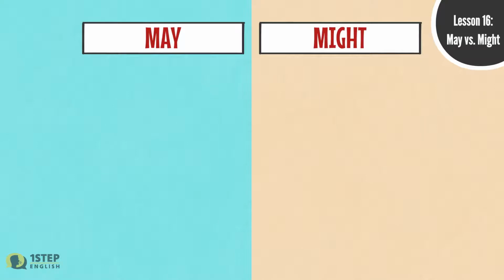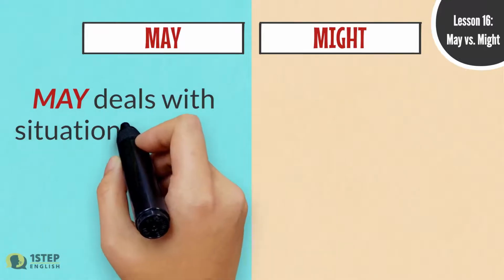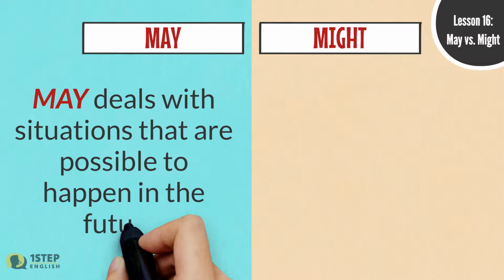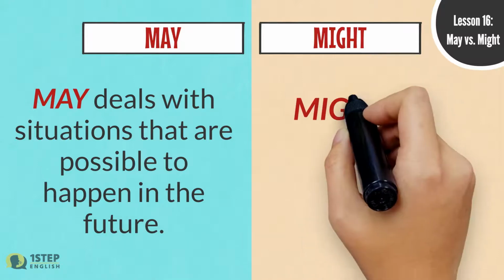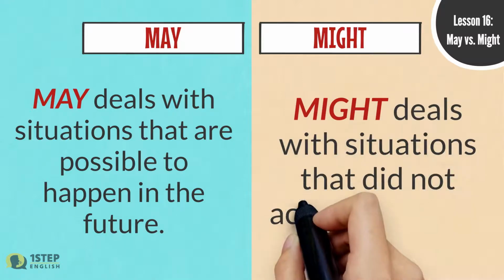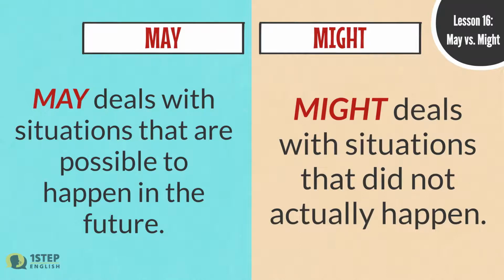In the given examples, the difference between may and might, when expressing possibility, is that may deals with situations that are possible to happen in the future, and might deals with situations that did not actually happen.